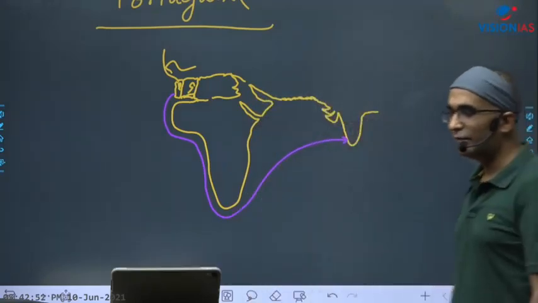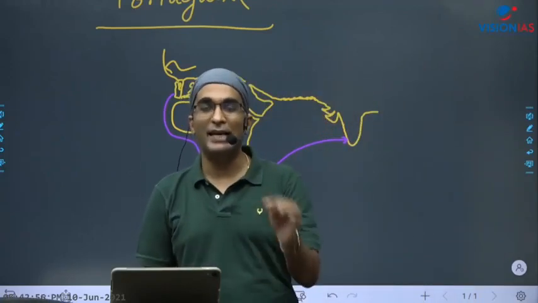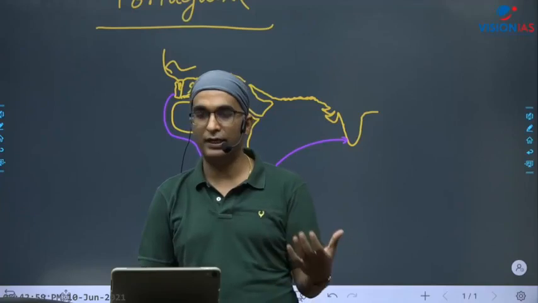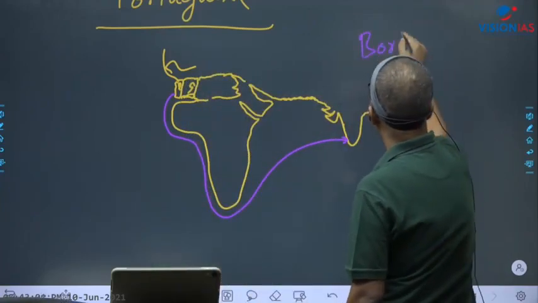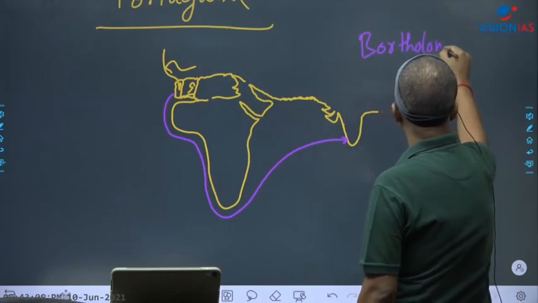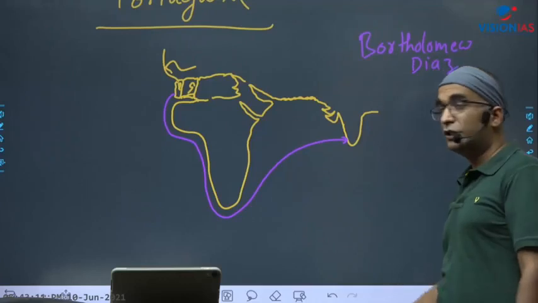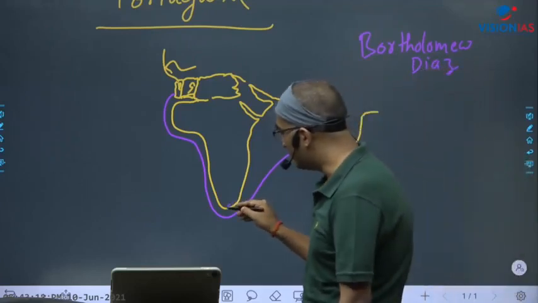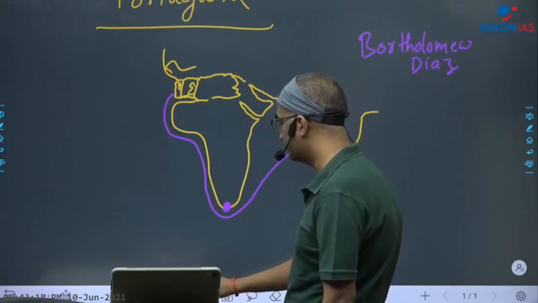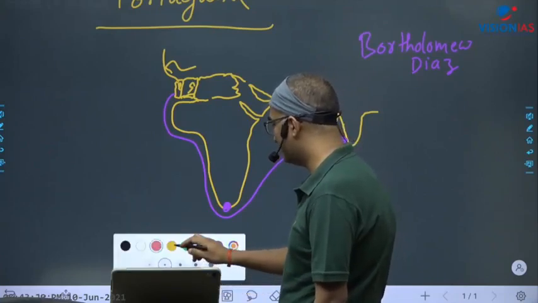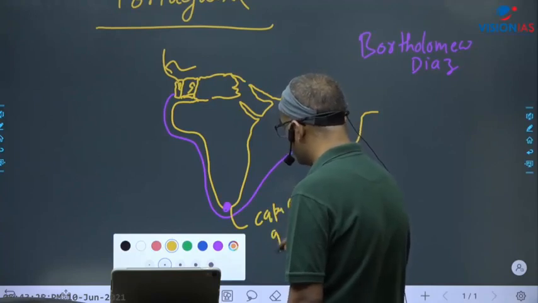Then, what I said, that in the regime of King John II, one sailor, his name was Bartholomew Diaz. So Bartholomew Diaz, let me write his name. He came closer to this point, and this is what we call Cape of Good Hope. So let me write, what is this? This is Cape of Good Hope.